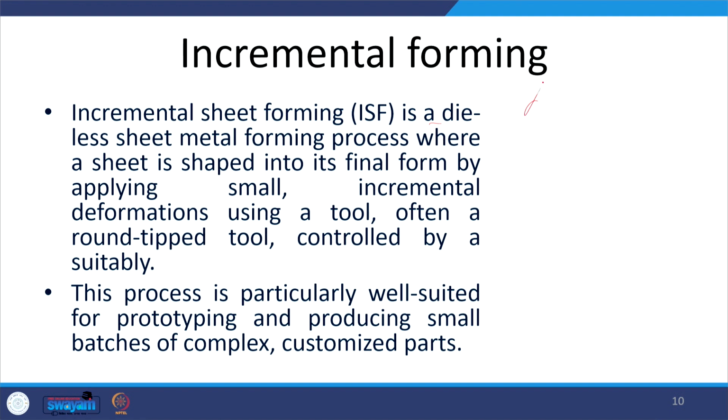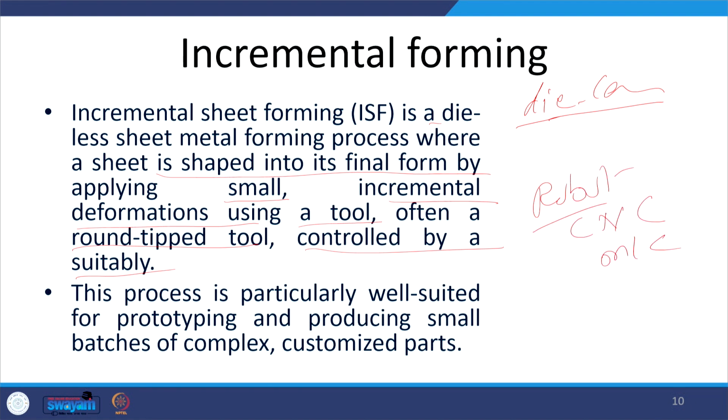So, this is a die-less process. This is a very important feature of this process. This die-less sheet metal forming process, where a sheet is shaped into the final form by applying small incremental deformations using a round tipped tool, and the tool movement is controlled suitably with the help of either a robot or CNC machines. So, this process is particularly suitable for making prototypes and producing products in smaller quantity of complex shape, and also very good for making customized products.